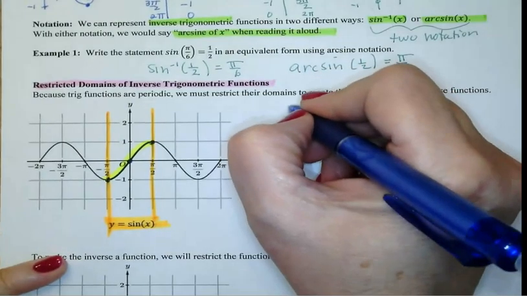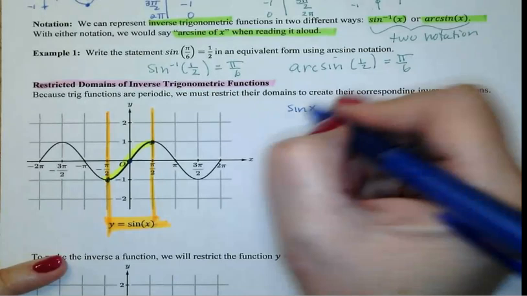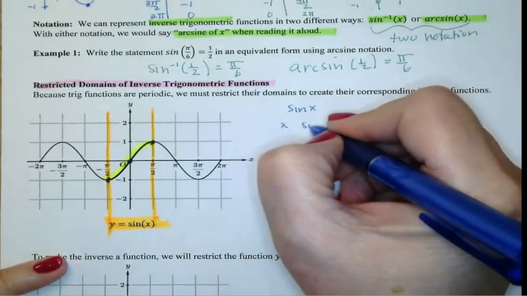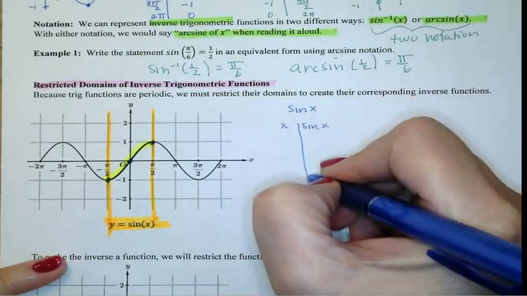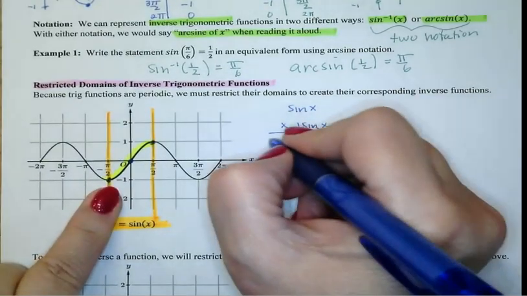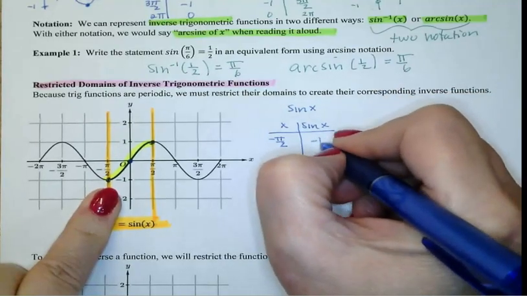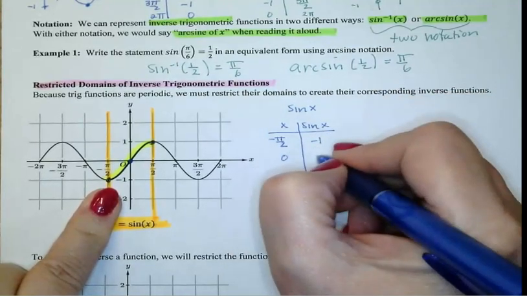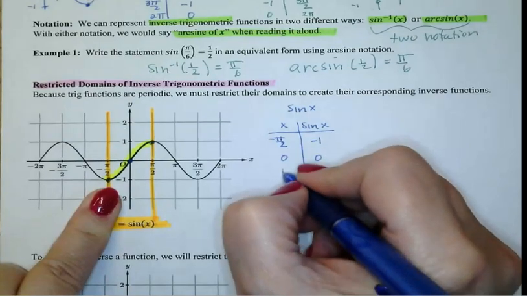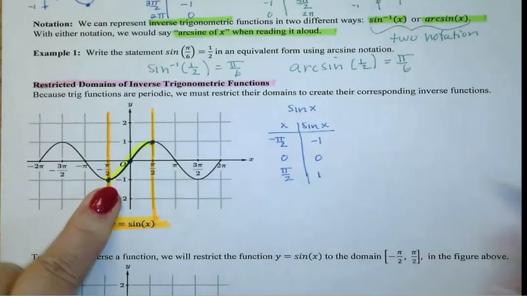So for sine x, we're going to have x and sine x values. But we're just going to use the points off the principal piece right here. So at -pi/2, the y value is -1. At 0, the y value is 0. And at pi/2, the y value is +1.